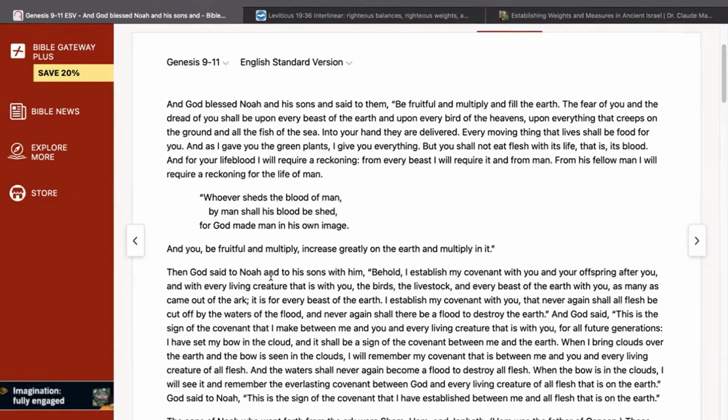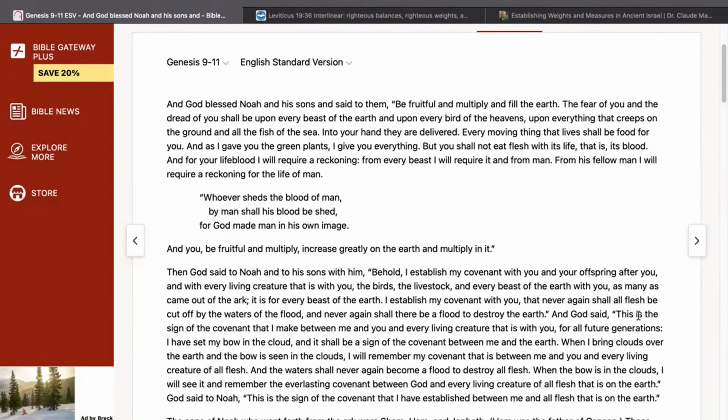Then God said to Noah and to his sons with him, "Behold, I establish my covenant with you and your offspring after you, and with every living creature that is with you, the birds, the livestock, and every beast of the earth with you, as many as came out of the ark. It is for every beast of the earth. I establish my covenant with you, that never again shall all flesh be cut off by the waters of the flood, and never again shall there be a flood to destroy the earth."